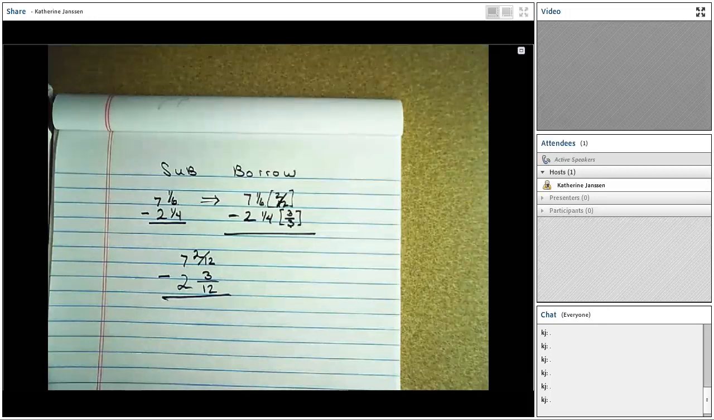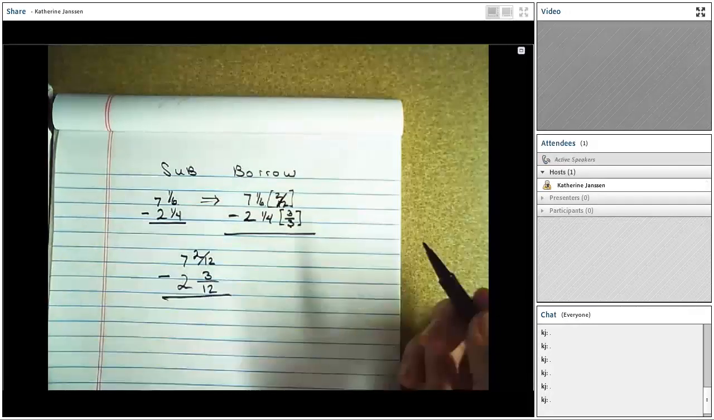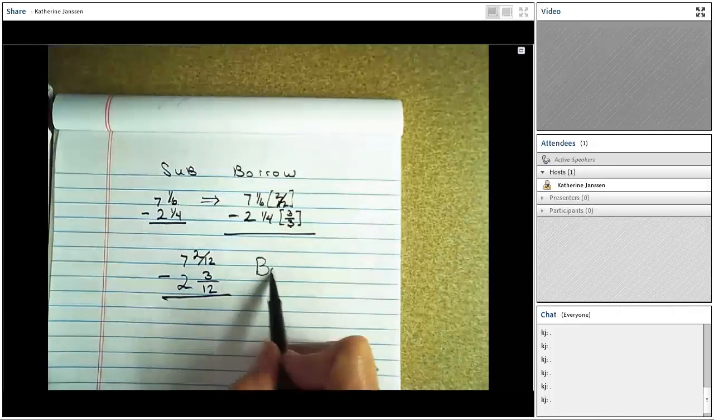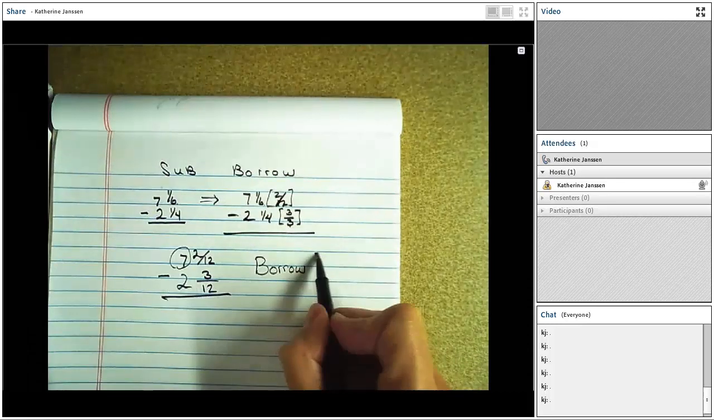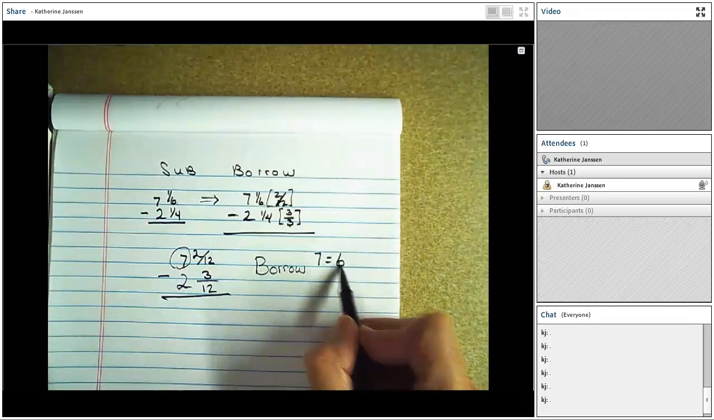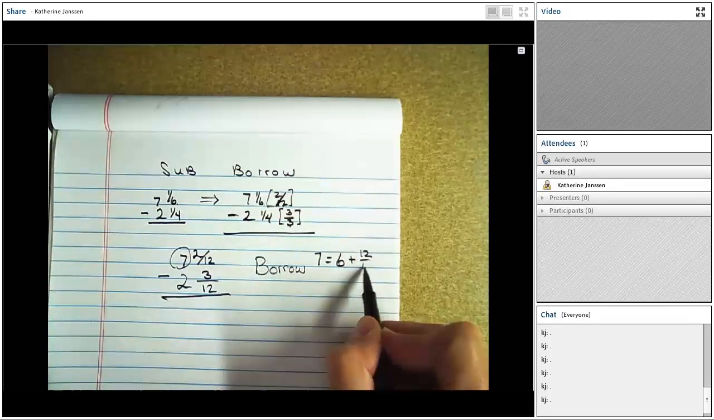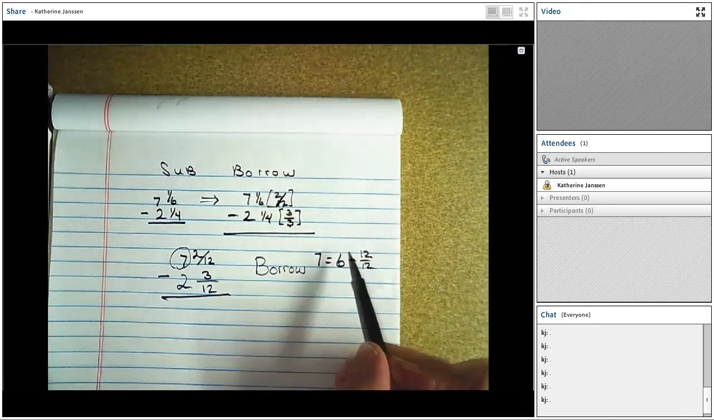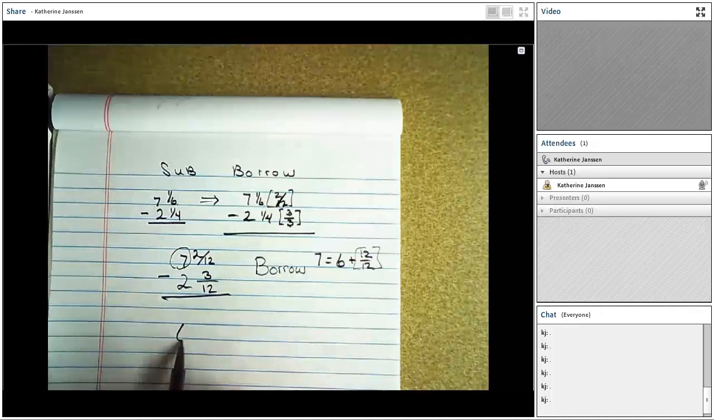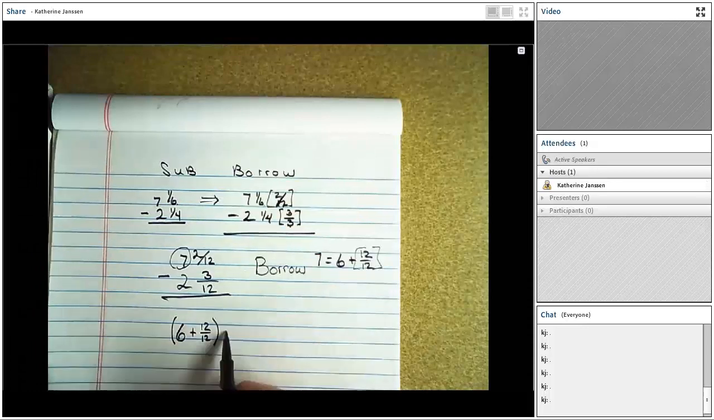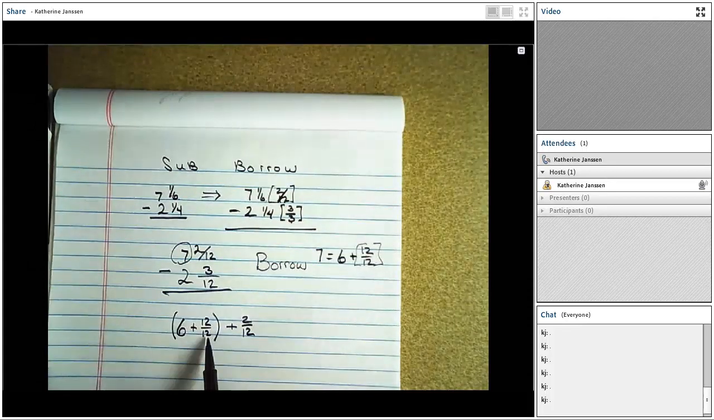But I can't subtract 3 from 2. So I'm going to borrow. Now think about this. Here's 7, and 7 is equal to 6 plus 12 over 12. So I'm going to rewrite this as 6 plus 12 over 12, which is 7, plus I still have a little bit, 2/12. So 6 plus 12 over 12 plus 2/12 is the same as 7 plus 2/12.